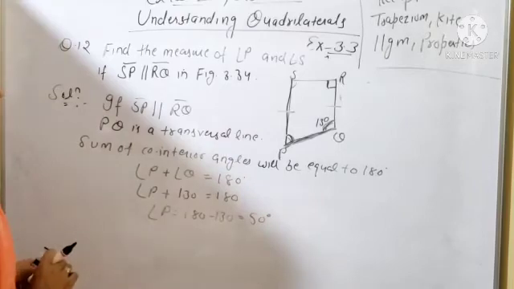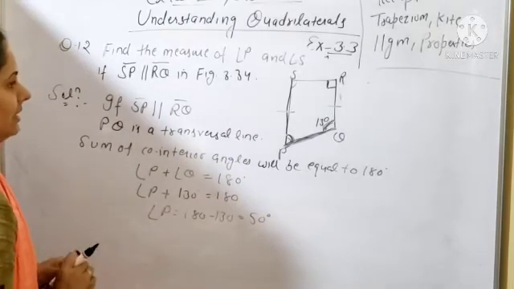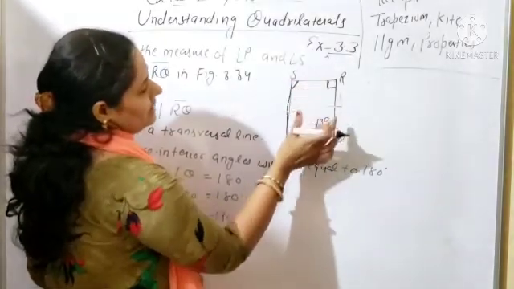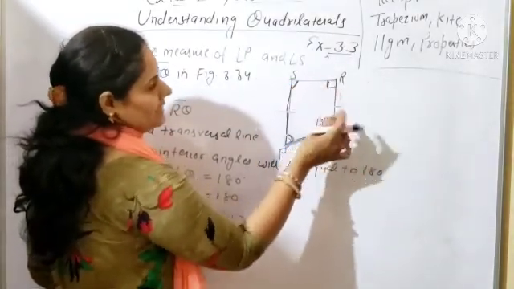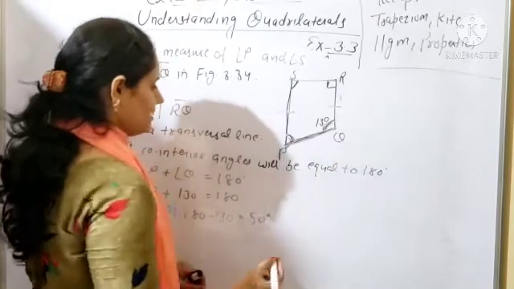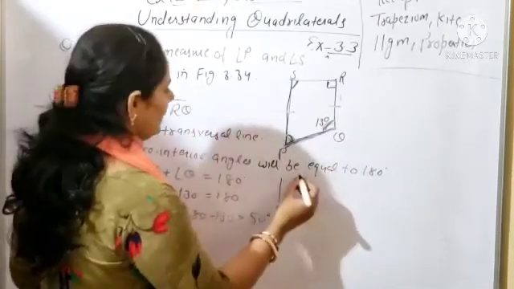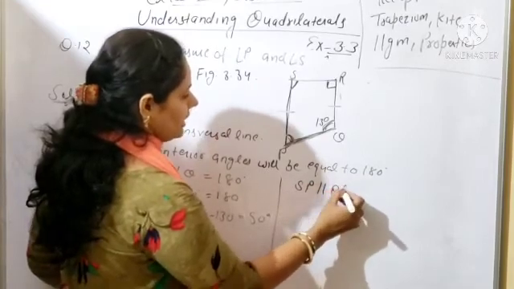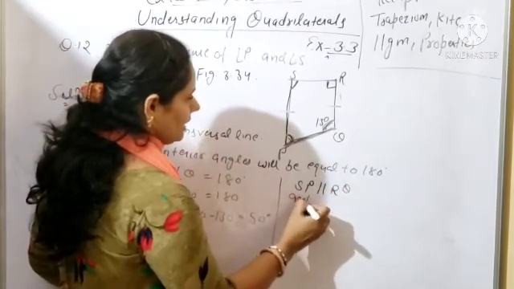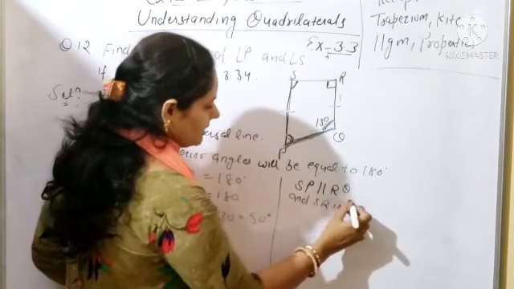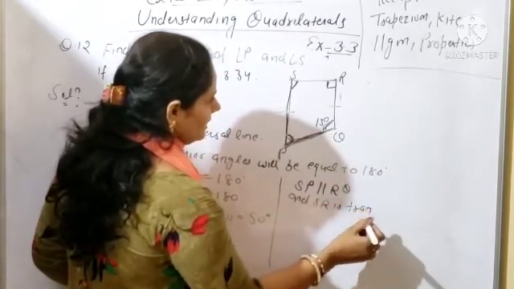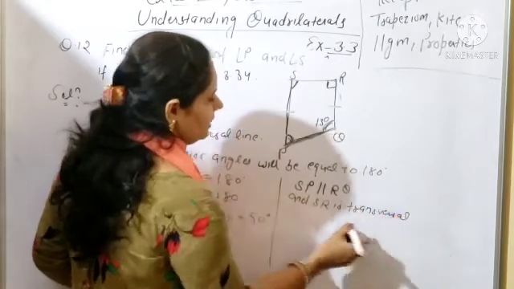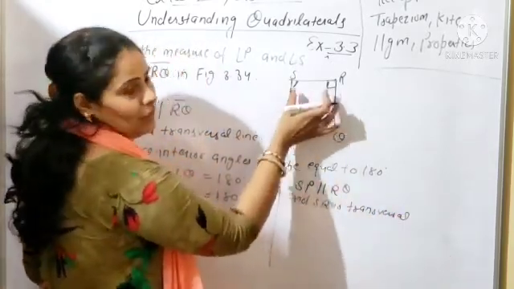Now you have to find out the angle S also. So what will be angle S? Same, now you will take SR as the transversal and these two lines are parallel. This is already given in the question. So here you will take SP is parallel to RQ side and SR is a transversal line. So you can say sum of co-interior angles.